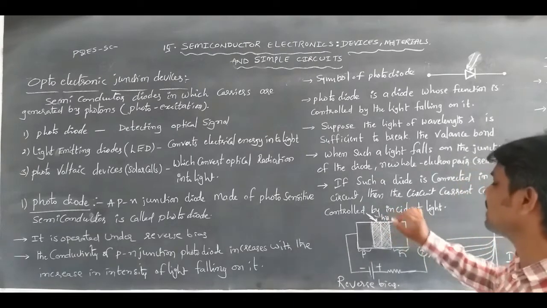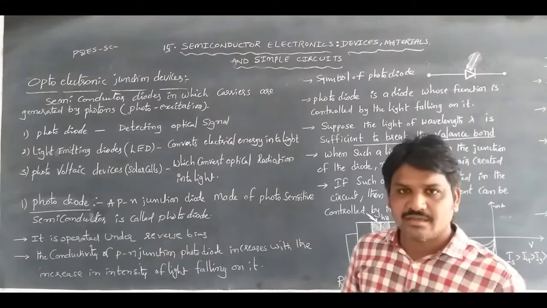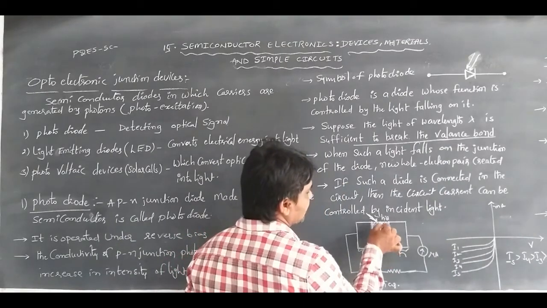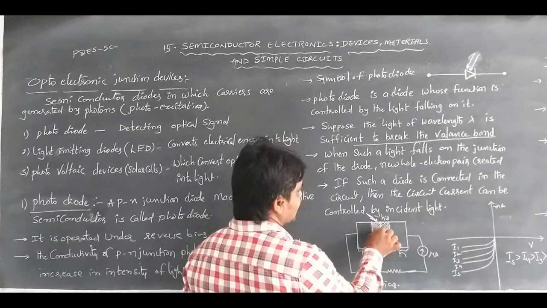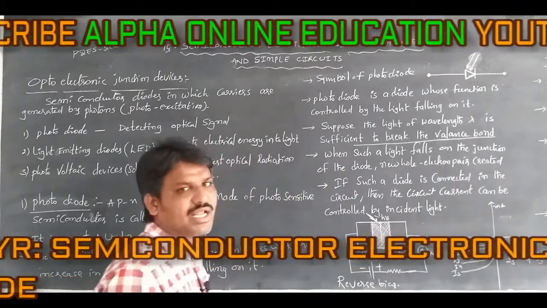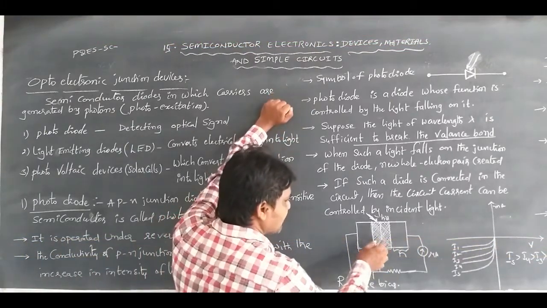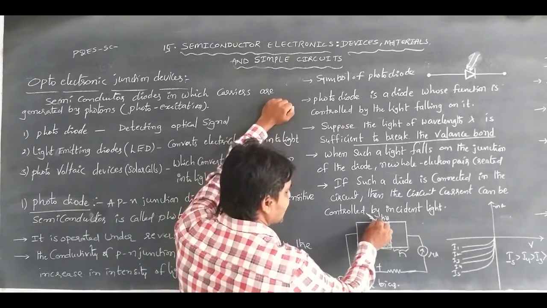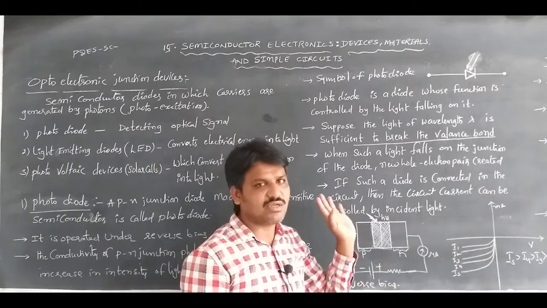Suppose light of wavelength lambda is sufficient to break the valence bond. When light of wavelength lambda is incident on this PN junction diode, the valence bonds can be broken. So when the light falls on the junction, new electron-hole pairs can be created, so that the conduction will be more and more in such a diode connected in the circuit. The current may be controlled by the incident light. If the incident light increases, then the conductivity in the photodiode also increases.